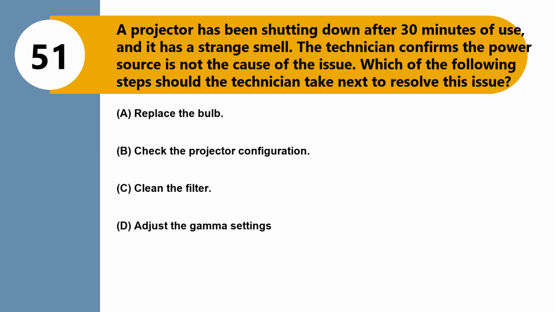The technician confirms the power source is not the cause of the issue. Which of the following steps should the technician take next to resolve this issue? Option A, replace the bulb. Option B, check the projector configuration. Option C, clean the filter. Option D, adjust the gamma settings.